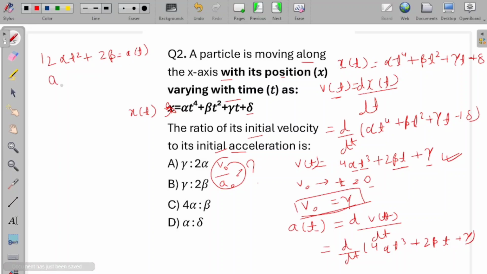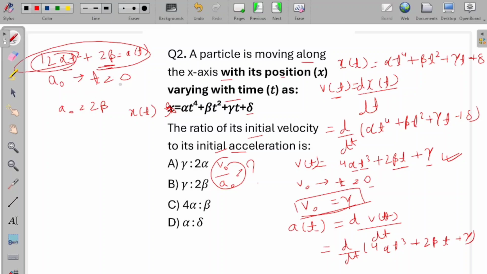Now A naught, which is initial acceleration, will be found at t equals 0. So putting t equals 0 in this expression, we will get A naught equals 2 beta. This will be 0 and this will be left. So A naught is 2 beta. Now V naught by A naught is equal to gamma upon 2 beta. This matches option B.